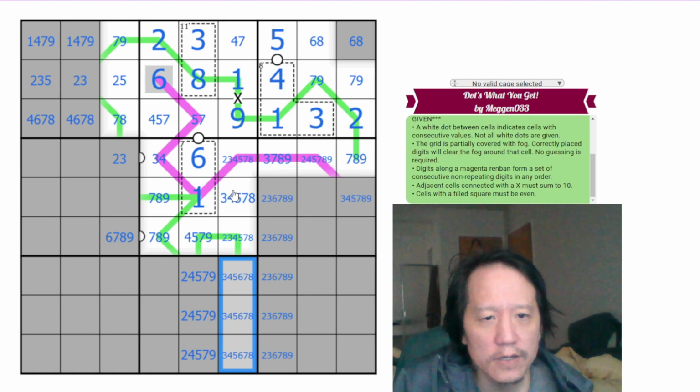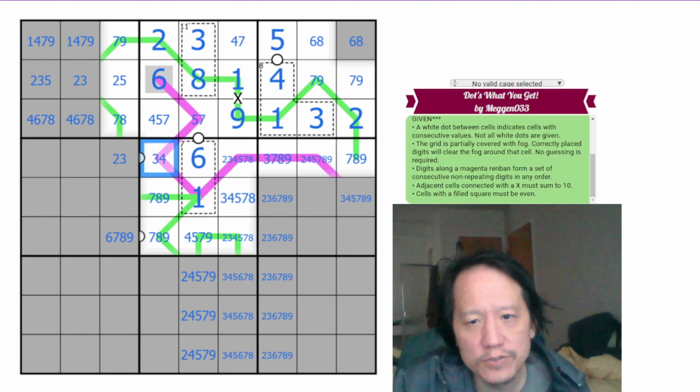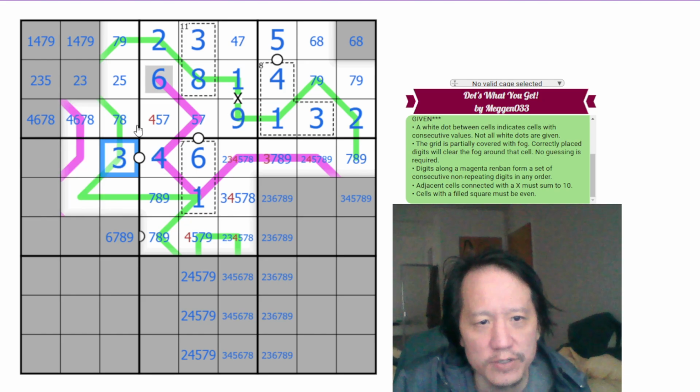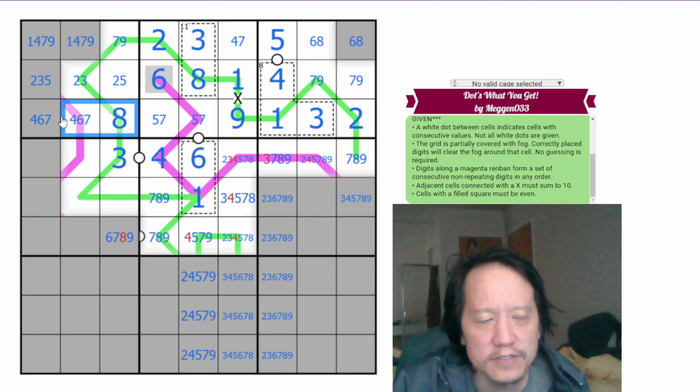Okay. This can't be 3, so this has to be 4, because there's no black dot. So this is 4, which means it's consecutive. So this is 3, which makes this an 8, which makes this, we don't know. So this can't be 8. This 8 and this 4 do not have a black dot, so this cannot be a 4. Therefore, this has to be the 4.